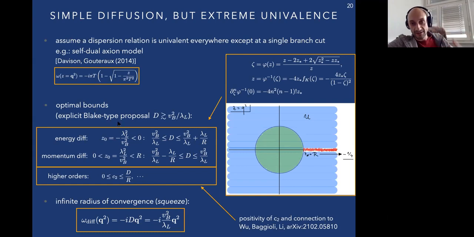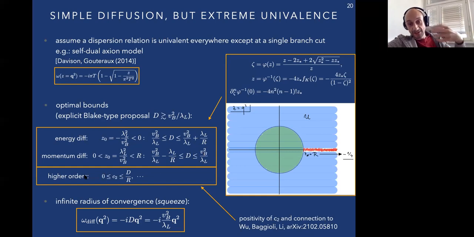And what you get with the pole skipping in place, you get some very nice bounds that are exactly of the type that were proposed by Mike Blake before, right? So recall this. The type of bound on diffusion was v_B squared over lambda_L with some number here. So if your quantum field theory has this particular property of univalence, then you can show that for energy diffusion with pole skipping, there's a lower bound, which is exactly this v_B squared over lambda_L, and there's an upper bound, which is v_B squared over lambda_L plus something over R, where R is the radius of convergence. Again, it's the size of this disk. And if you have momentum diffusion, then you have a lower bound, which is more non-trivial, and an upper bound, which actually has this Blake-like value.